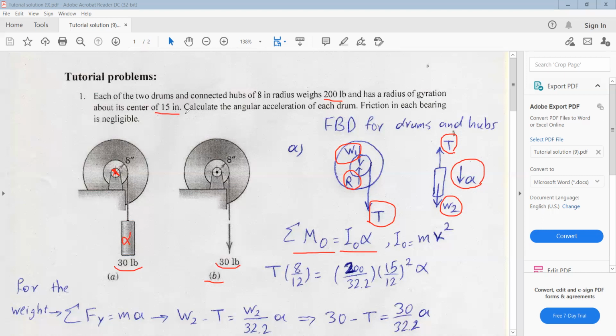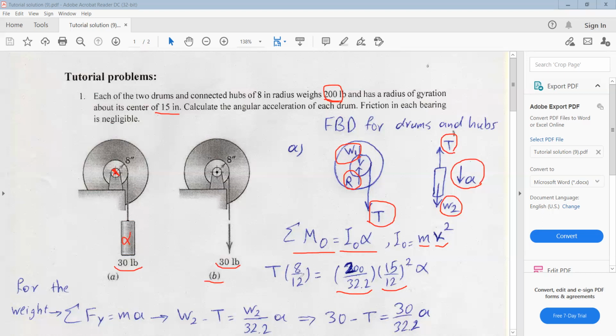So easily we can find the I_O, which is the mass moment of inertia, and it's equal to mass times radius of gyration squared. The radius of gyration is 15. It must be divided by 12 because we should convert it from inch to foot. And M, which is the mass of the hub, is equal to 200. This is 200 pound, this is the weight. We should convert it into pound mass or slug. For this purpose, we need to divide it by 32.2.